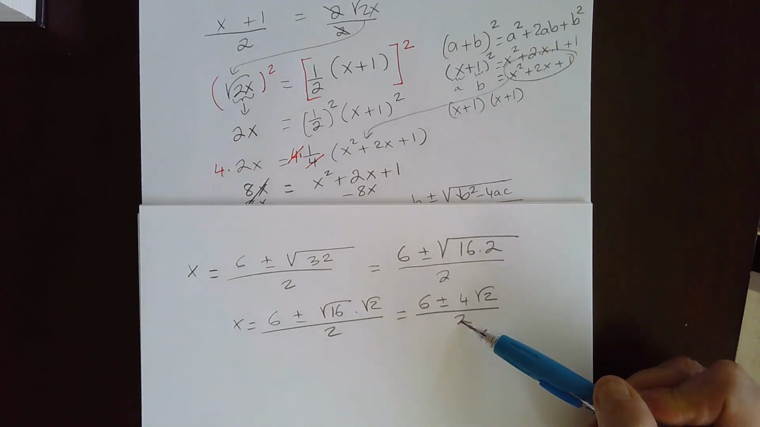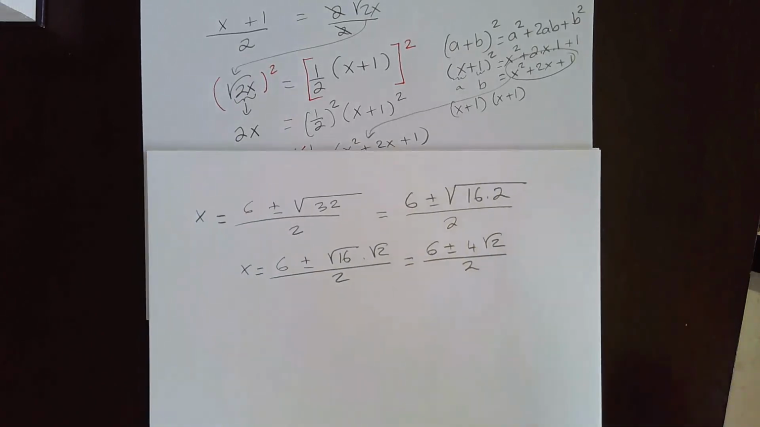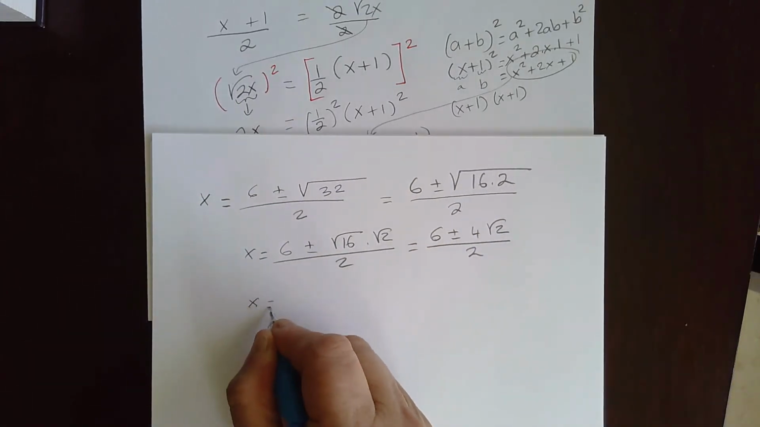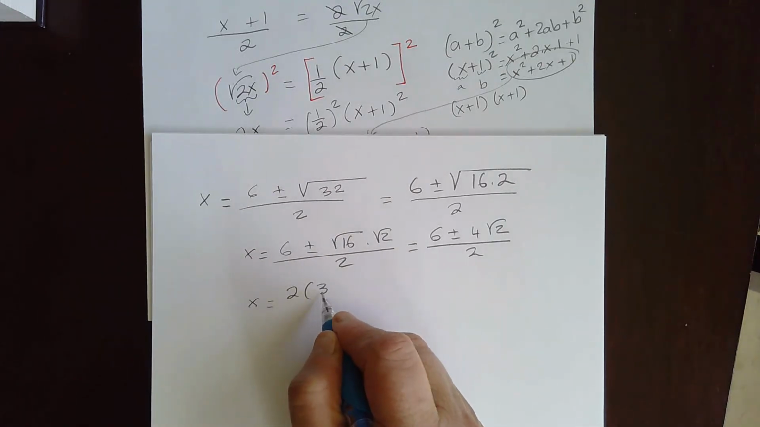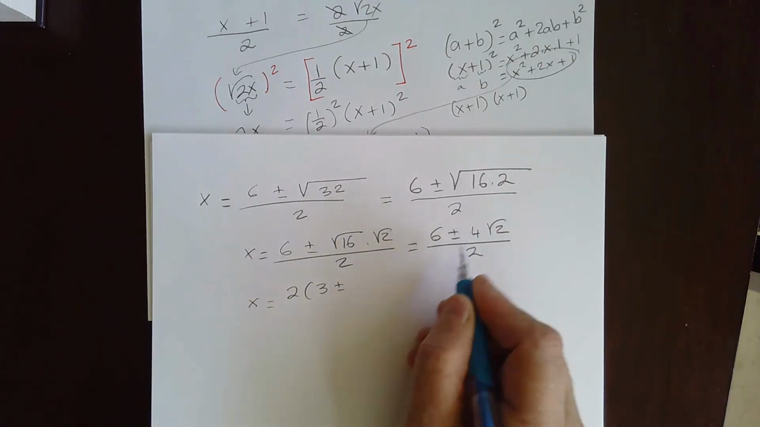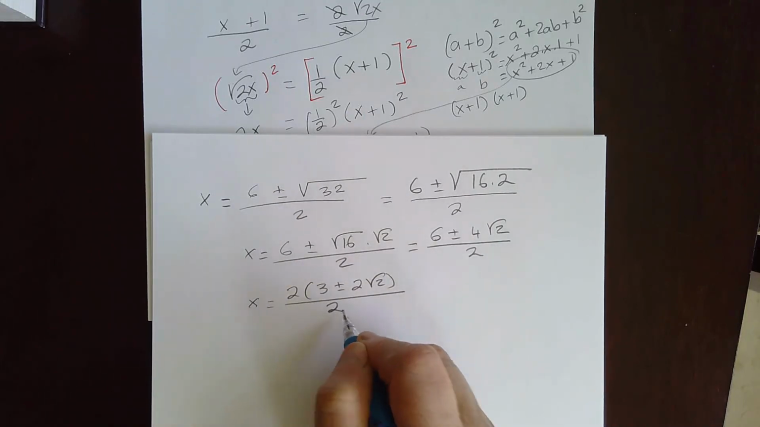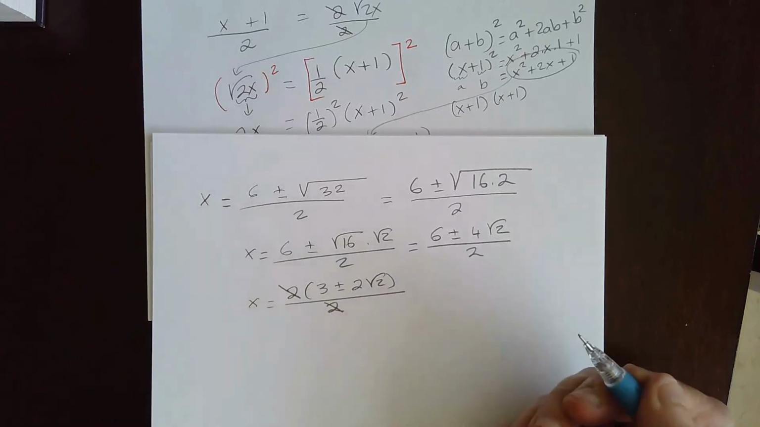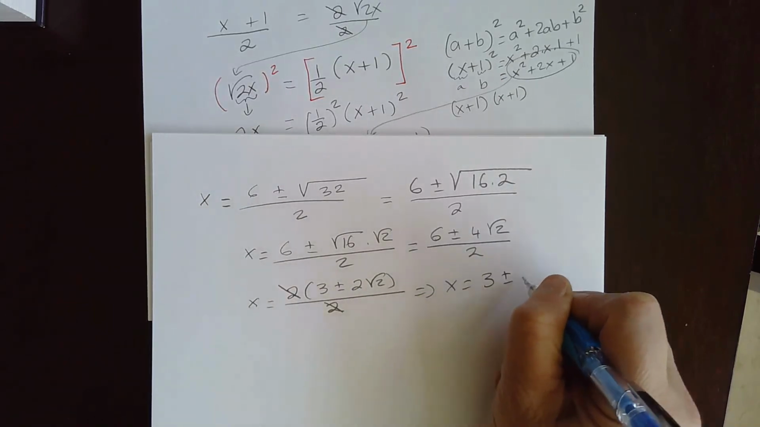So you can do two things. You can factor the 2 from the numerators. So let's go ahead and do that. x would be equal to 2. If we factor 2 from the 6, we'd be left with 3, plus or minus, factor 2 from 4, you'd be left with 2 square root of 2, over the denominator, which is 2. So the 2 and the 2 cancel, and what do you have left? x is equal to 3 plus or minus 2 square root of 2.